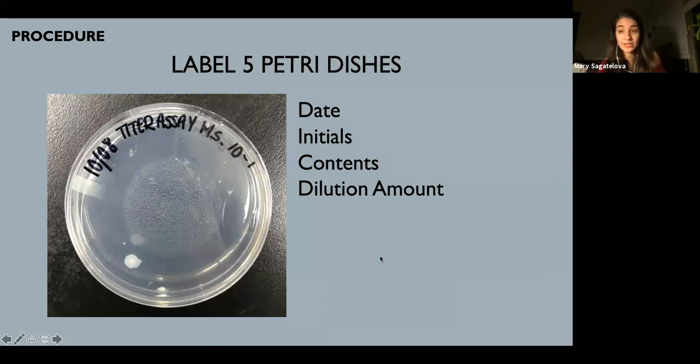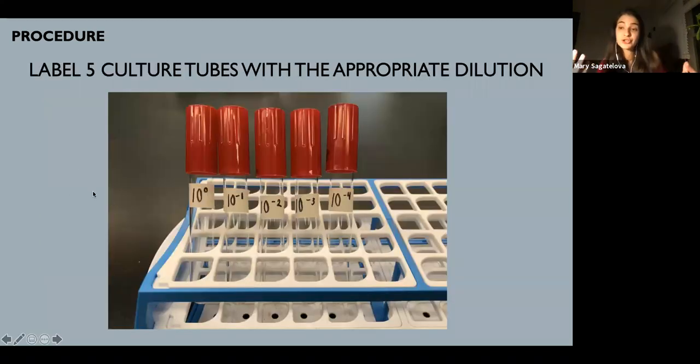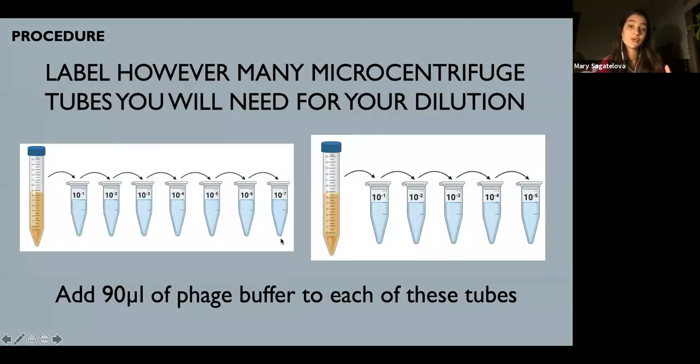We all know what to label on the Petri dish: our date, initials for both of you, for your groups, or if it's a group of 3 groups, the content and the dilution amount, very important, okay? You're going to label your culture tubes also to match the appropriate dilution, okay? But for microcentrifuge tubes, you're going to get however many you need for however far you're diluting out, and you're going to label all of them appropriately, okay?